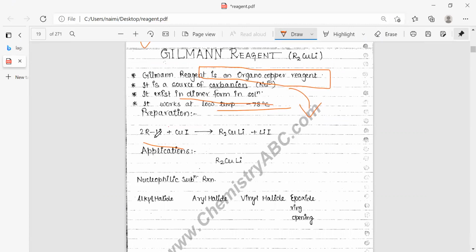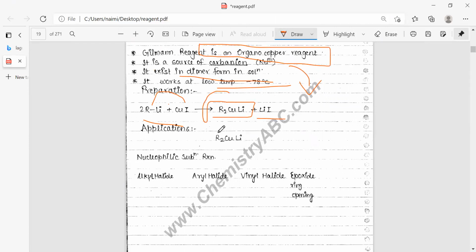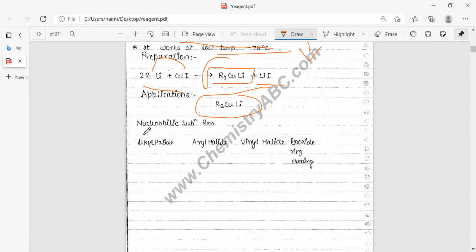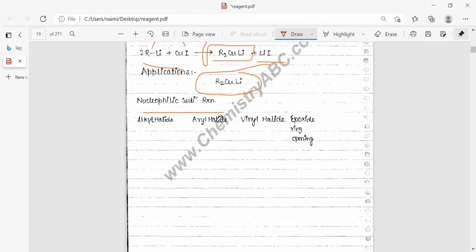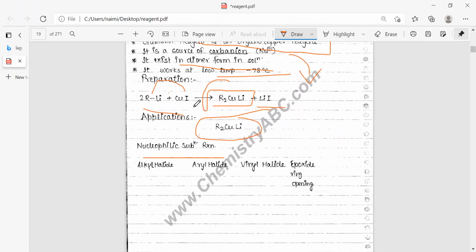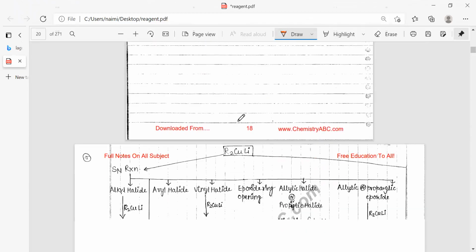Preparation is carried out like this. This is RLi. When you carry out the reaction between alkyl lithium and copper iodide, the product will be R2CuLi, means this reagent is formed, and lithium iodide is the side product. Okay, we will see the applications of R2CuLi. Nucleophilic substitution reactions take place with these reagents, and you can see here.